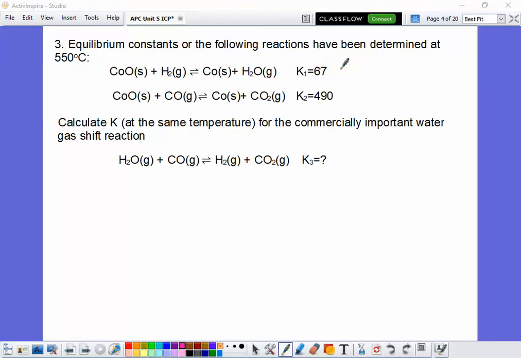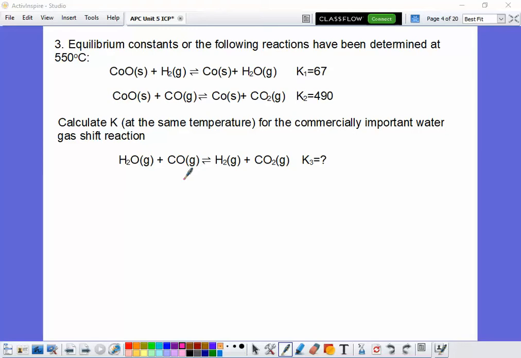Both of these, my products are favored, right? And these two reactions are going to add up to this overall equation. It's kind of like Hess's law, right? Back in Unit 3. Okay. So we want to find the K, the equilibrium constant for this reaction done at the same temperature.